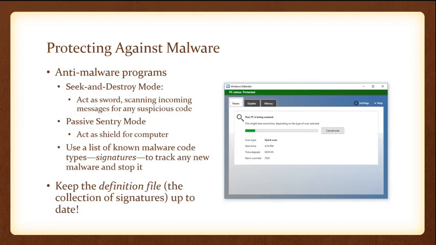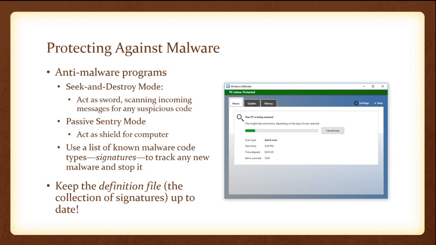Other ways that you can protect against malware is using an anti-malware program. This will protect the PC in 2 different ways. You can do a seek and destroy mode, or you can do a passive sentry mode. Now, these anti-malware programs, if you have a Windows computer, it automatically comes with Windows Defender. And honestly, it's really good. It's a great one to have being used every now and then. If you want something more than that, you're welcome to purchase Norton Antivirus or McAfee or anything else. But Windows Defender is pretty sufficient. Windows Defender has a seek and destroy mode, which kind of acts as a sword.